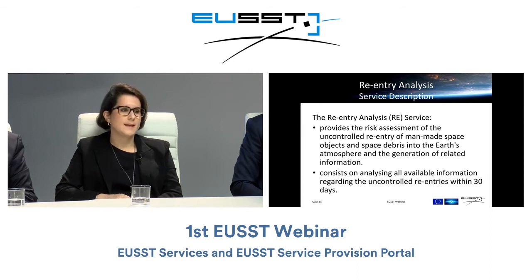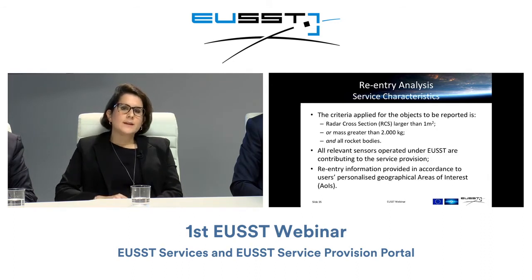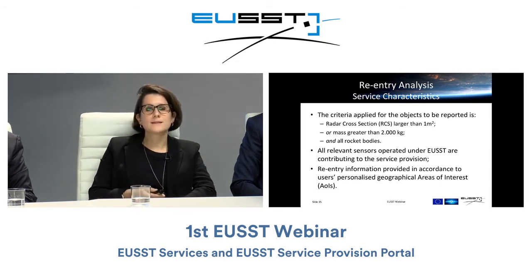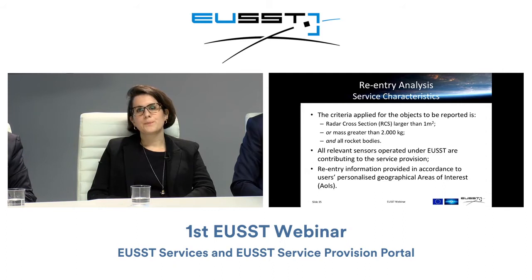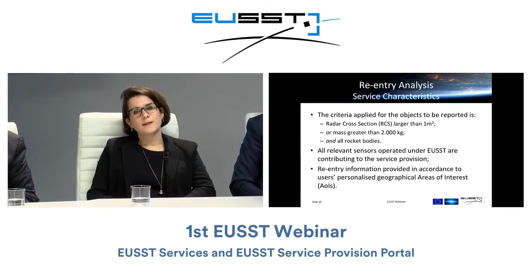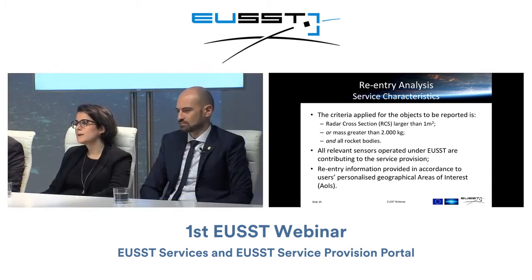the following 30 days. We apply some criteria in order to actively monitor the re-entry objects based on their characteristics. In particular, we monitor objects with an RCS larger than 1 square meter, objects with a mass greater than 2 tons, and the rocket bodies. When we have our re-entry campaigns, we activate all the sensors contributing to the EUSST network, and in particular, for the re-entry service, the contribution of the tracking radar is expected. Then the products of the re-entry service, in particular the 30-day re-entry list and the re-entry warning report, are provided to the user according to their personalized settings, the geographical area in the portal.